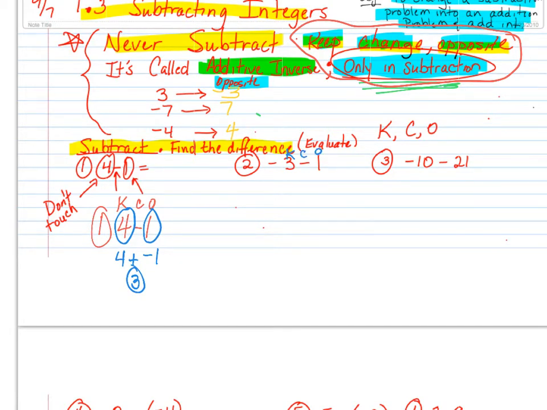Don't touch the first one. Keep it. -3. We're going to change subtraction to addition. And then again, what is the opposite of 1? -1. So now from the rules from last week, I don't care how you think of it, -3 plus -1. Raise your hand and tell me what you get for the answer. What do you get, Landon? -4. How many of you got -4? Okay.